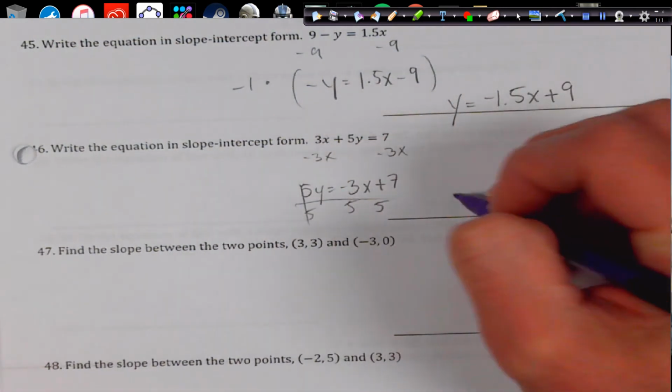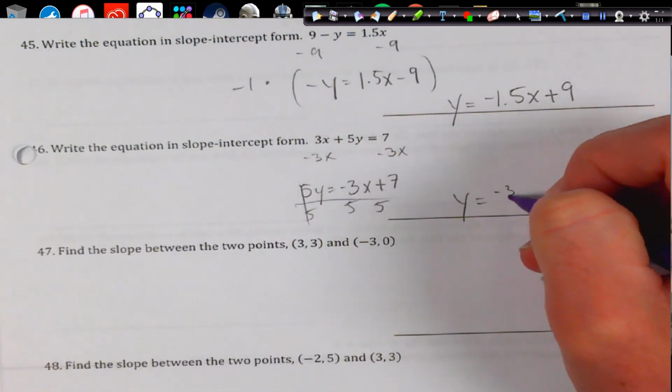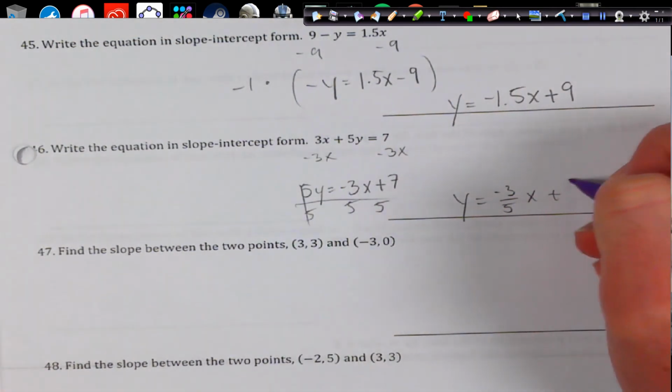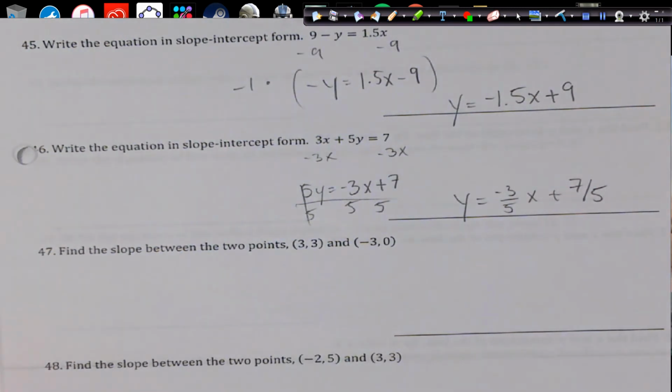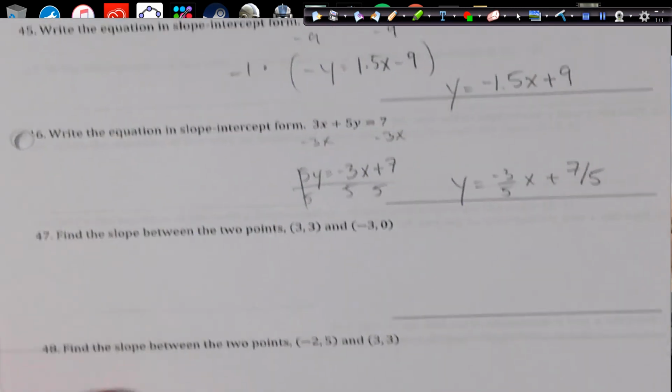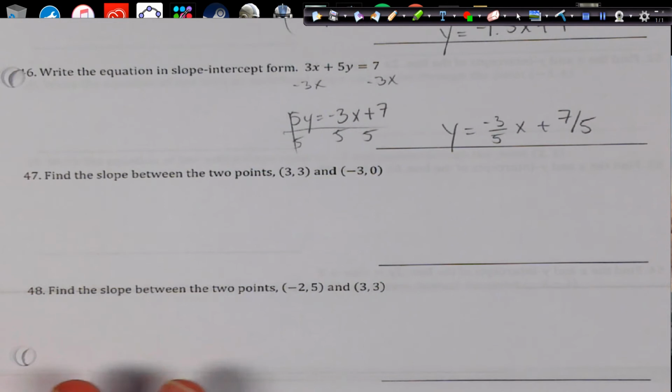That 5 will cancel here. That's going to become negative 3/5 x plus 7/5. And I can leave it as fractions there. That's more than fine. Okay, find the slope between 2 points.